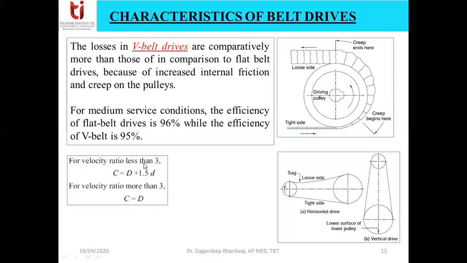Also, for velocity ratio less than 3, C, the center distance, is taken as D plus 1.5D. For velocity ratio more than 3, we can take C equal to D. Velocity ratio is N2 by N1, that is the driven to driving, equal to D1 by D2, that is the ratio of diameters.